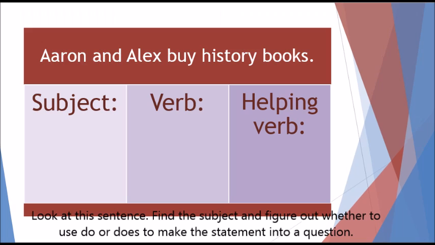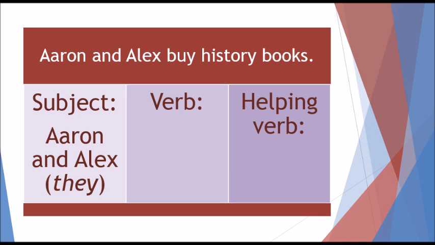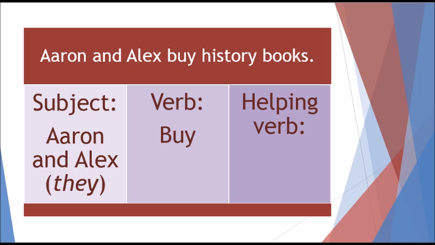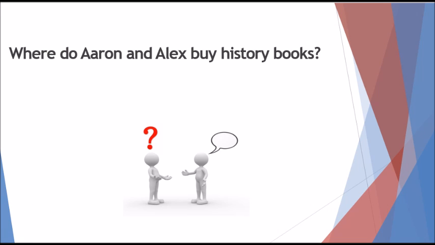Let's practice. We'll start by looking at a sentence. By identifying the different parts of the sentence, we'll know whether to use do or does in order to turn the statement into a question. Anne and Alex buy history books. Here, Anne and Alex are the subjects. If we were going to use a pronoun instead of their names, we would use they. The action in this sentence is buy. So if we were going to make this statement into a question, we would ask, do they buy history books? Or if we want to be more specific, where do Anne and Alex buy history books?